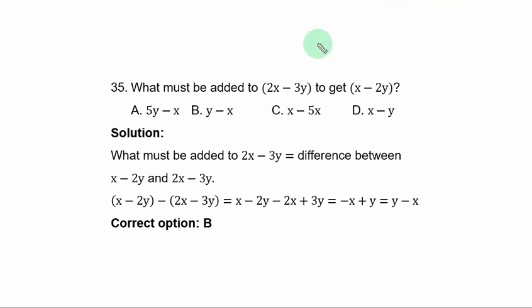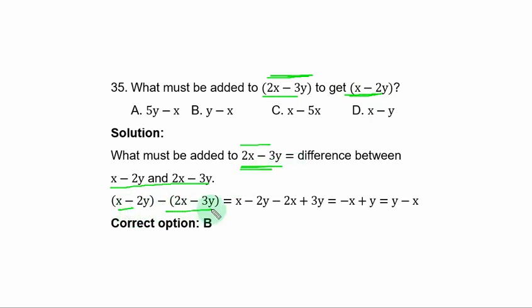Question 35. What must be added to 2s minus 3y to get s minus 2y? What must be added to this? What must be added to this is equal to the difference between this and this. Now take it this way, that you add p to this and it is equal to this. What if you make p the subject? You have to transfer this term to go and meet this.